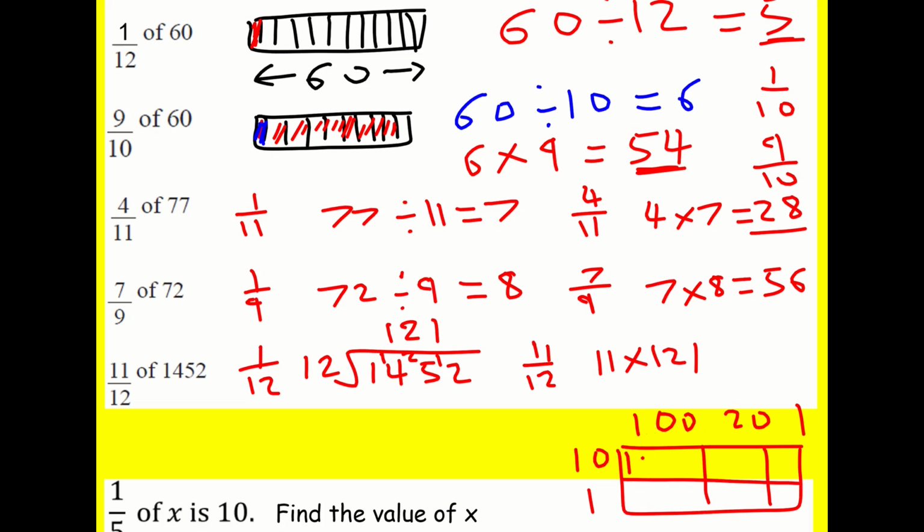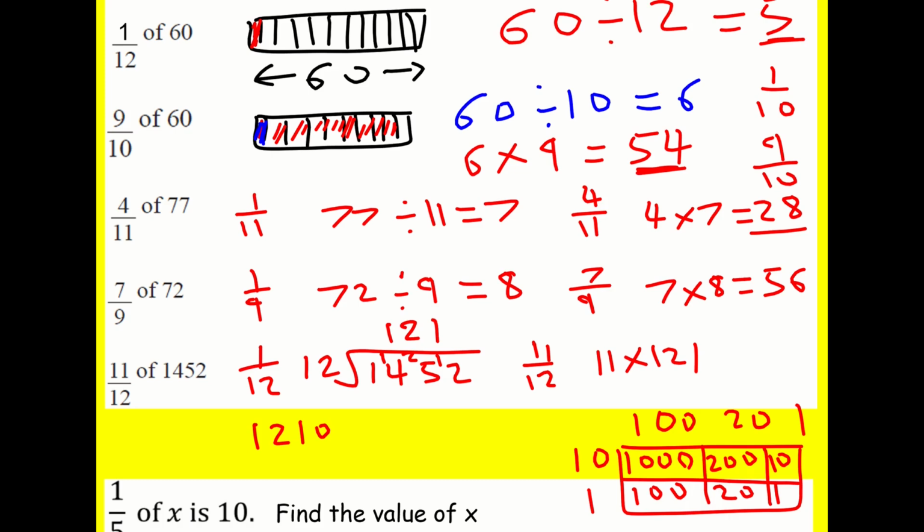10 times 100 is 1,000. 10 times 20 is 200. And 10 times 1 is 10. So I'm just going to write it up here. I've got 1,210. And then 1 times 100 is 100. 1 times 20 is 20. 1 times 1 is 1.